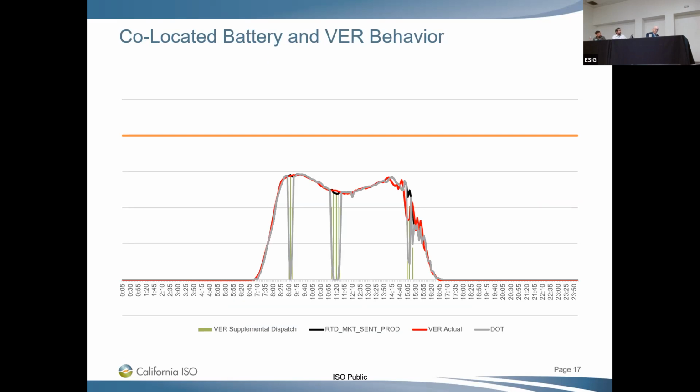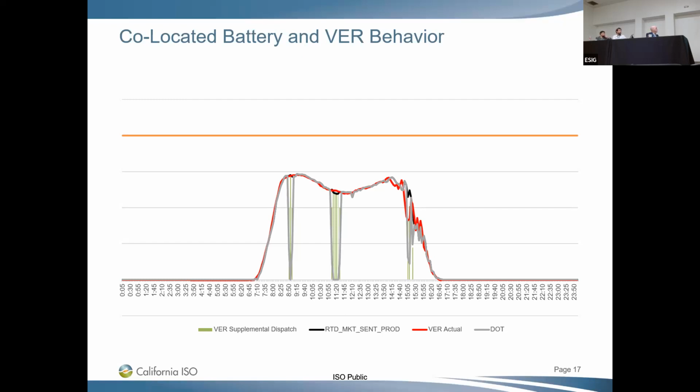There's different ways that that can come out. So this is what hit the market during that time. Red is actual, and then the gray line is the dispatch that the resource is receiving. So you see for this particular resource on this day that it had some really big supplemental dispatch where it was taking the resource from its actual and then sending it down to zero during certain time periods of the day.